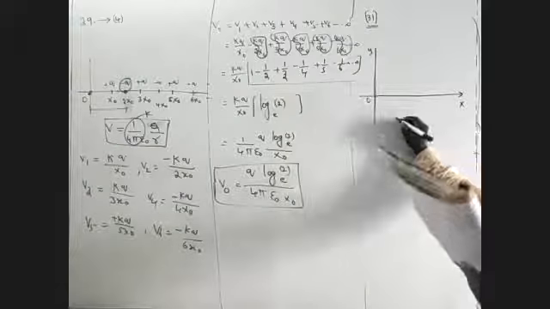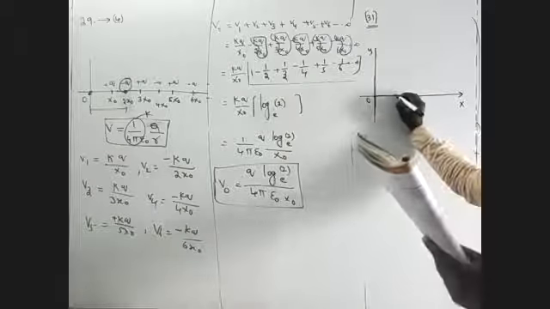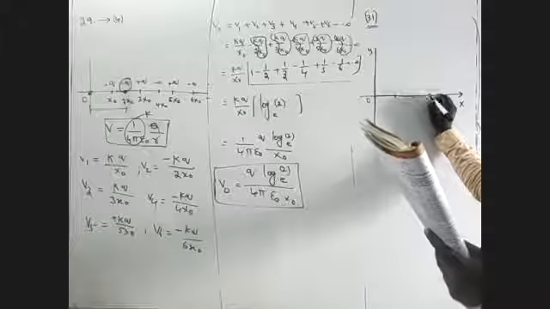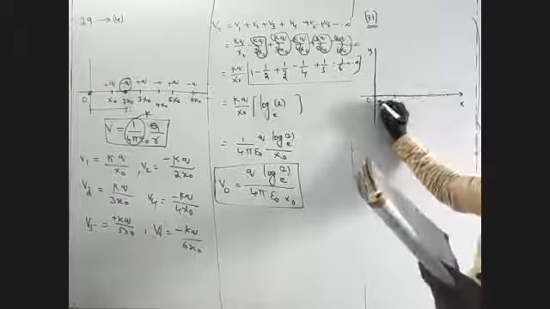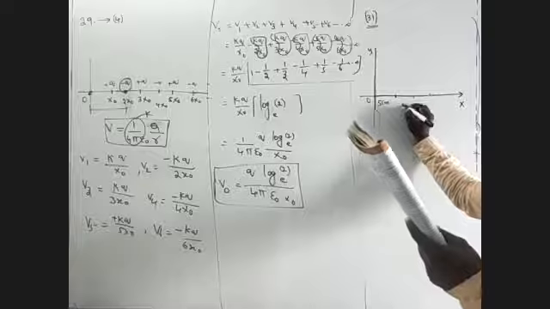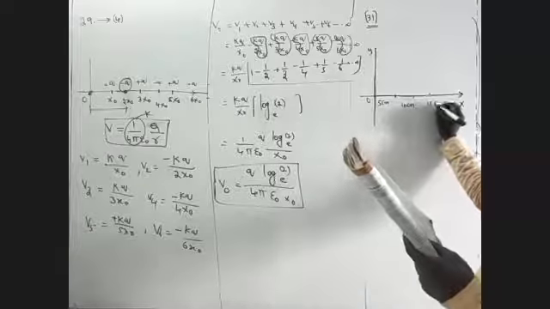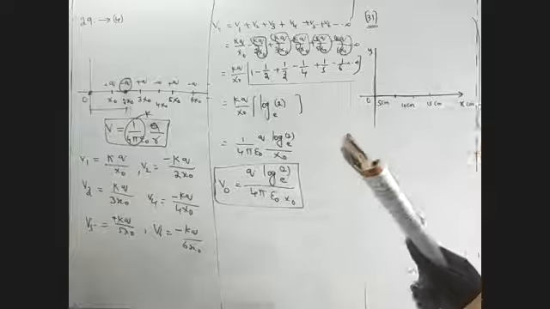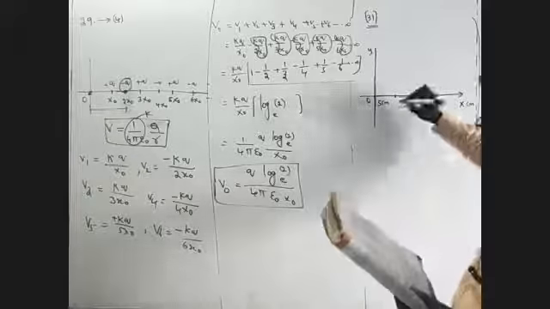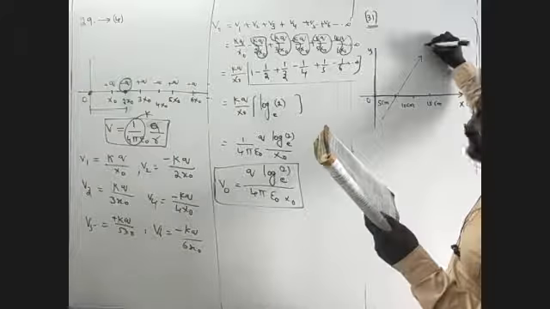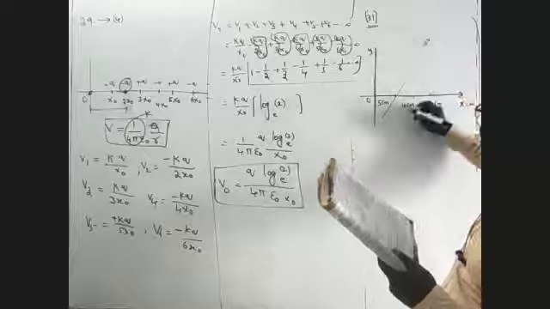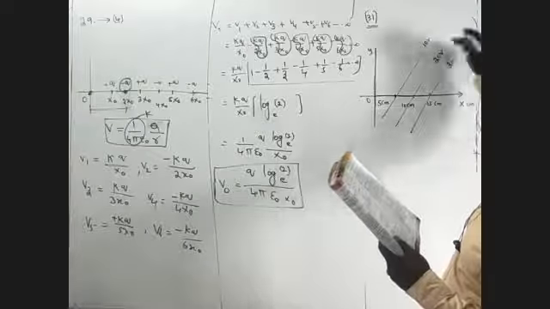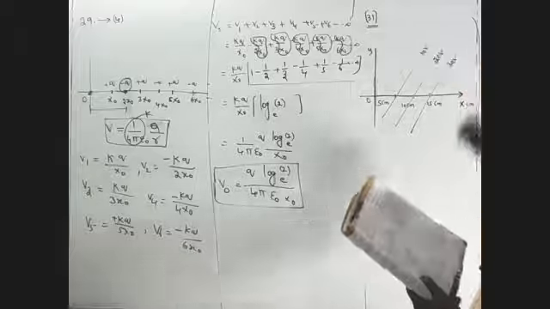This is the origin point. This is 5, 10, 15, that is, 5 centimeters, 10 centimeters, 15 centimeters distance. This is the x axis in centimeters. So this is a potential of 10 V, then electric potential 20 V, and this is 30 V. This is given.